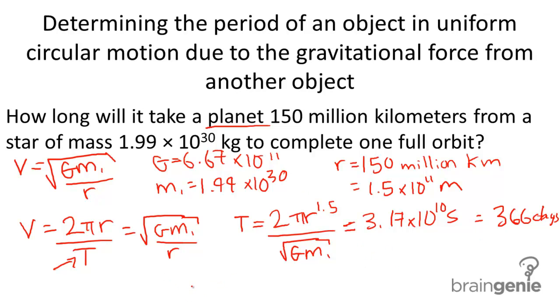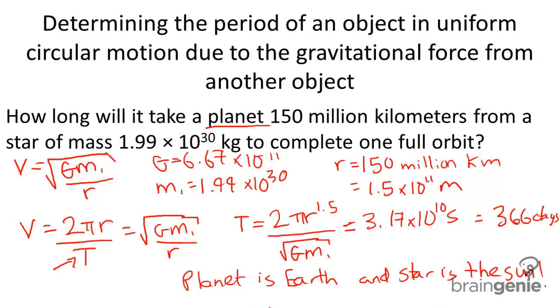This is not a coincidence. The planet we're talking about is Earth, and the star is the Sun. So, a little clever problem. You didn't really know which planet and star we were referring to, but this is how you actually get the calculation for the length of a year for Earth.